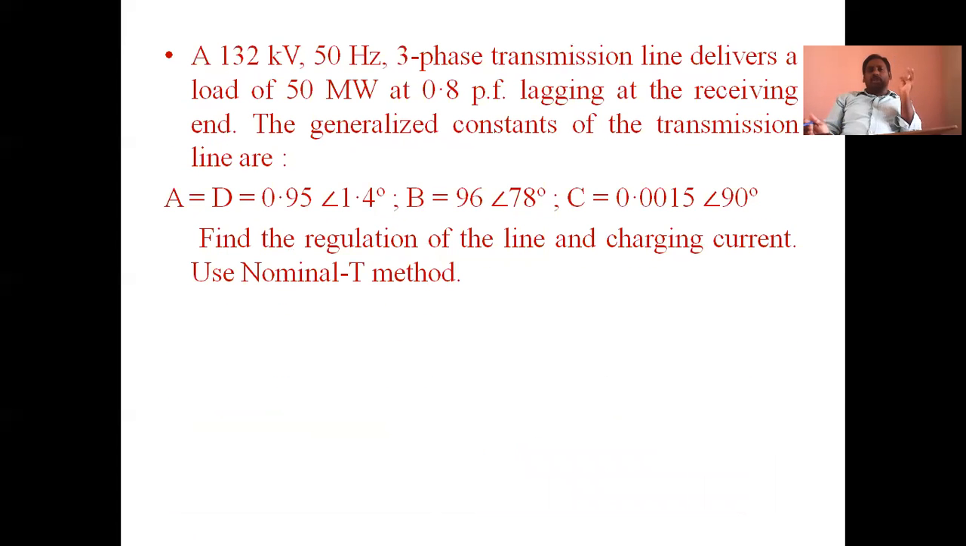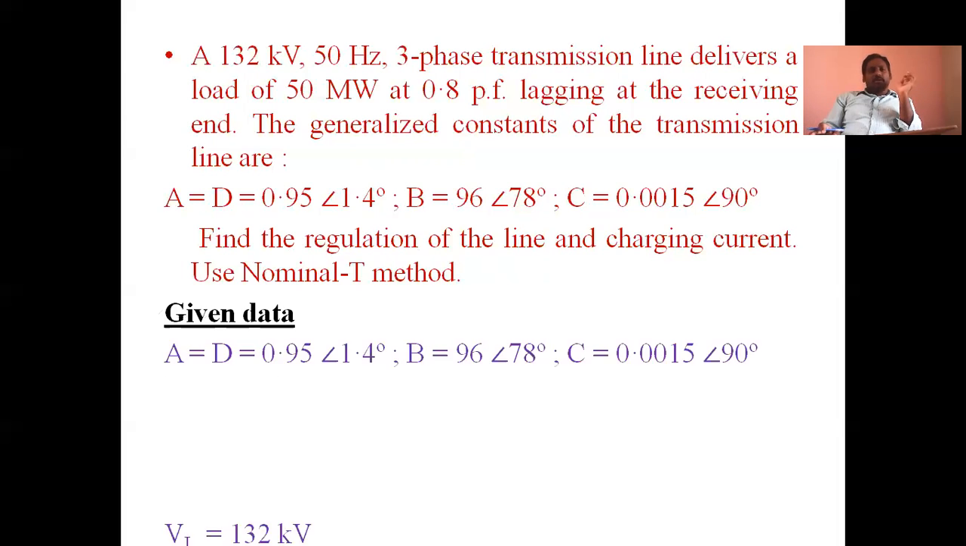So the next problem: a 132 kV, 50 Hz, 3-phase transmission line delivers a load of 50 megawatt at 0.8 power factor lagging at the receiving end. The generalized constants of the transmission line are: A equals D equals 0.95 at an angle of 1.4 degrees, B equals 96 at an angle of 78 degrees, C equals 0.0015 at an angle of 90 degrees. All are given in polar form and can be converted into complex form. Find the regulation of the line and the charging current, using the nominal T method.